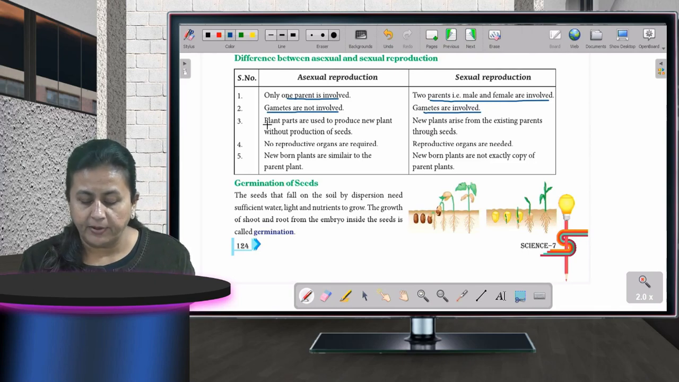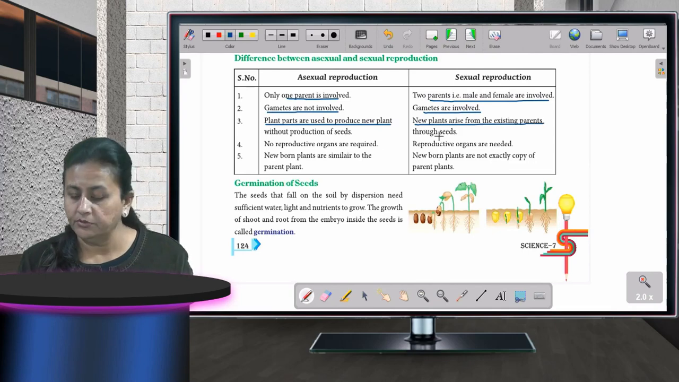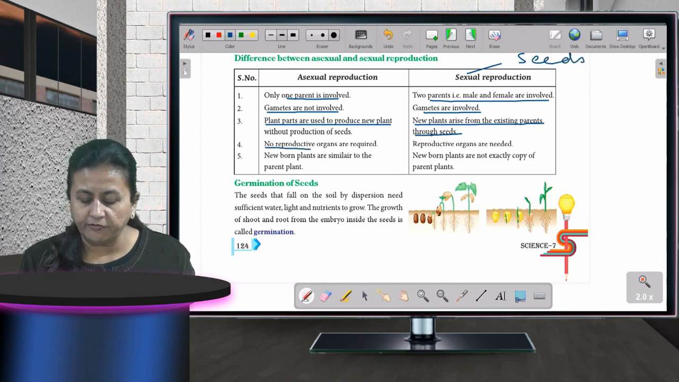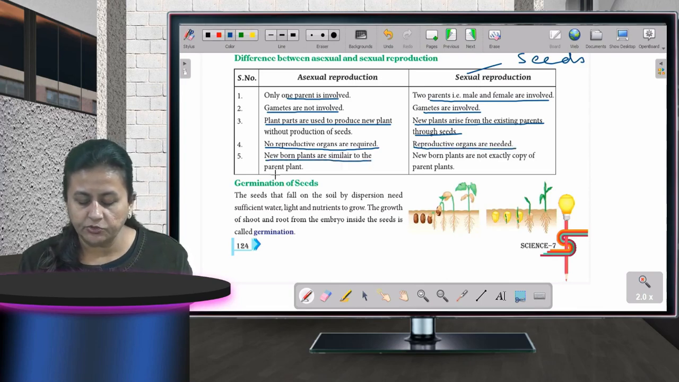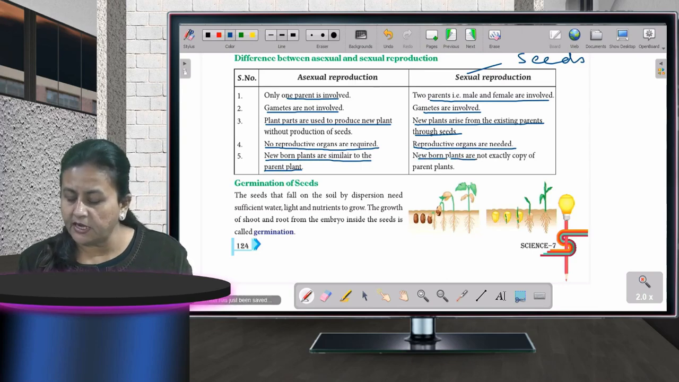Plant parts are used to produce new plants. Now in sexual reproduction, new plants arise from the existing parent through seeds. Sexual reproduction, what do you need? Seeds. In asexual reproduction no reproductive organs are required. In sexual reproduction reproductive organs are needed. In asexual reproduction newborn plants are similar to the parent plant. In sexual reproduction newborn plants are not exactly a copy of the parent plant.